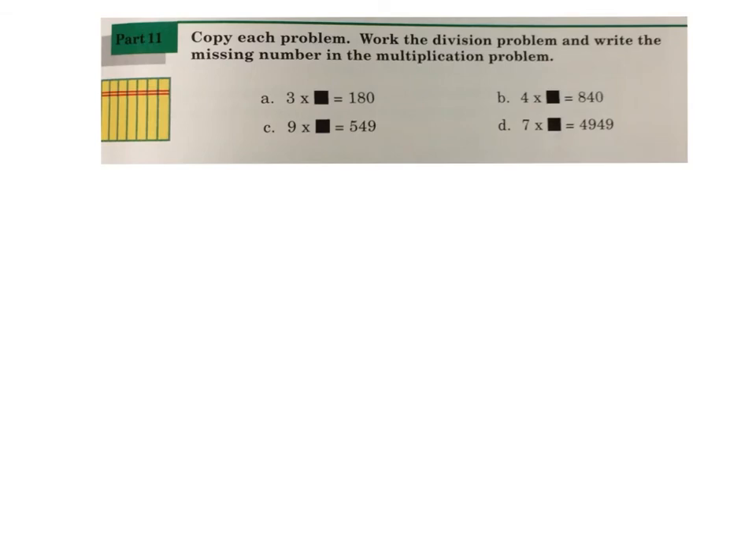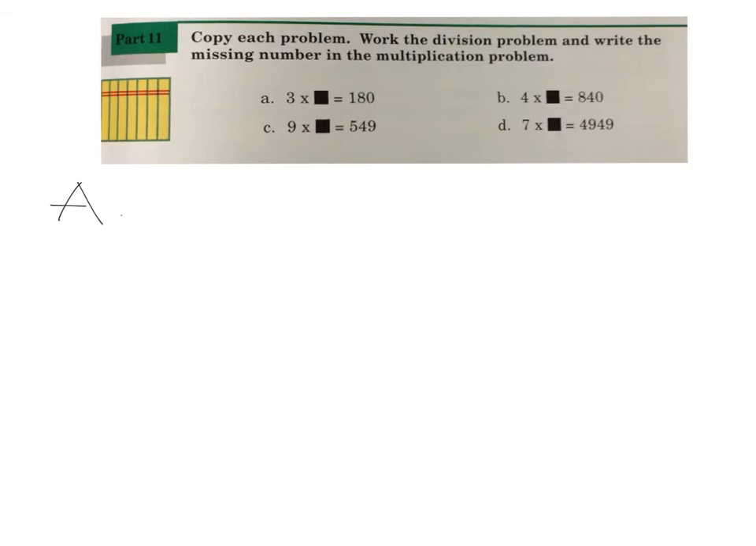So for this part, for part 11, it is very important that you read the instructions. The instructions say to copy each of the problems and then work the division problem and write the missing number in the multiplication problem. So if I just went through and solved the multiplication, I haven't fully completed the problem, because in order to have a complete answer, you need the multiplication and the division.